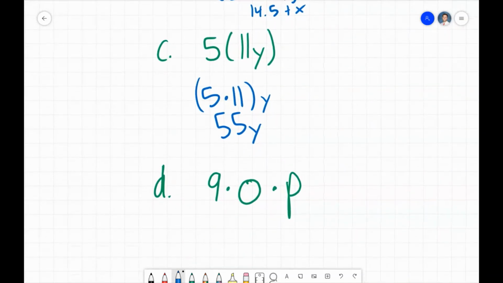Another one, we can use our multiplication property of 0 here. We know that multiplying by 0 is equal to 0. So if you were to multiply any of this out, right, 9 times 0 is 0, and then 0 times p is 0. So using that 0 property, we could simplify this expression down to 0.